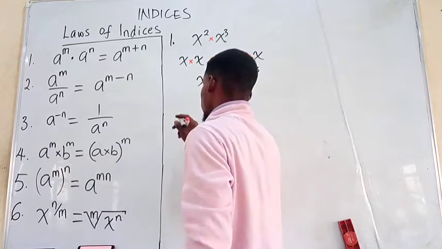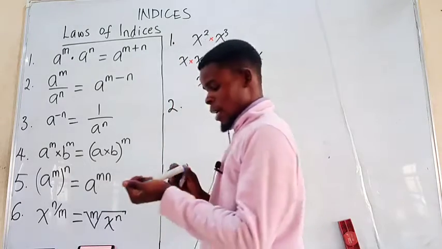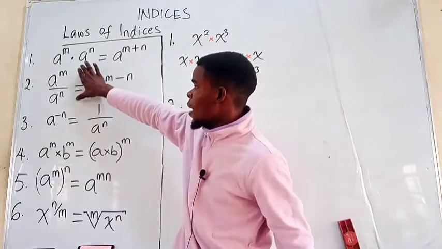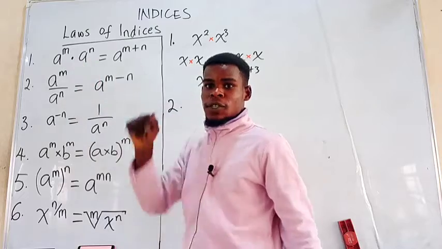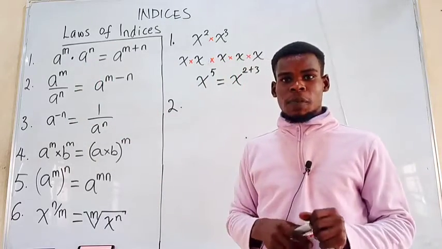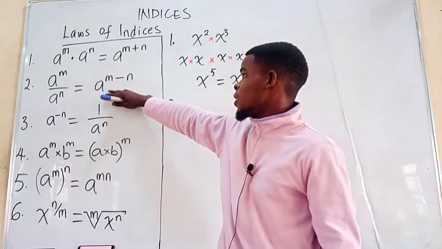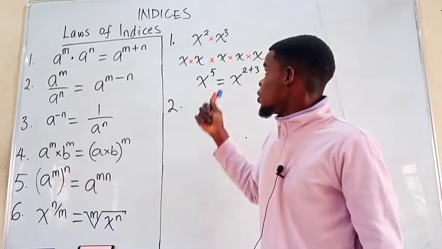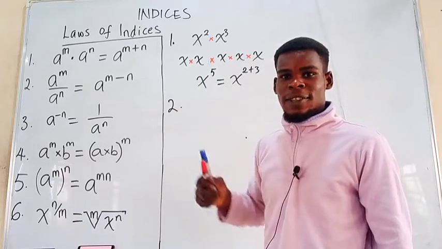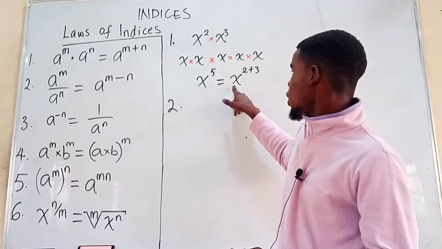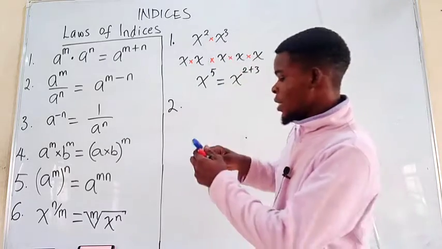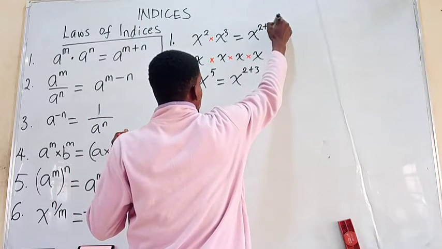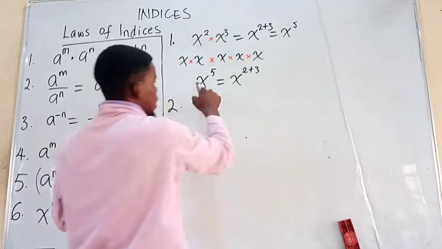All right, let's move on to the second law, which tells us that when we still have a single base, let's say A in this case, and we're having a ratio like this, that is division, A to power M divided by A to power N, it is equal to A to the power M minus N. Maybe we just go ahead and use an example to illustrate that. You observe that here was x to the power 2 plus 3, which is just x to the power of 5. And that has been proven.